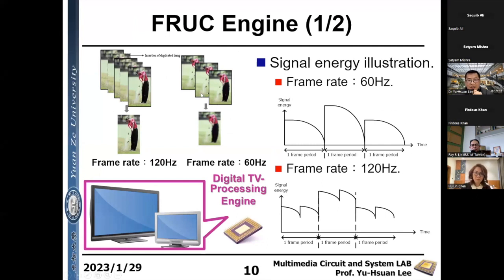And here is the third research topic. We call this the FRUC engine, that's the frame rate up conversion. Owing to the physical limitation of the LCD TV, we know that we have some motion blur for LCD moving content. This problem can be efficiently solved by FRUC. That indicates you just need to increase your frame rate, maybe from 60 Hertz to 120, then we can reduce this drawback.